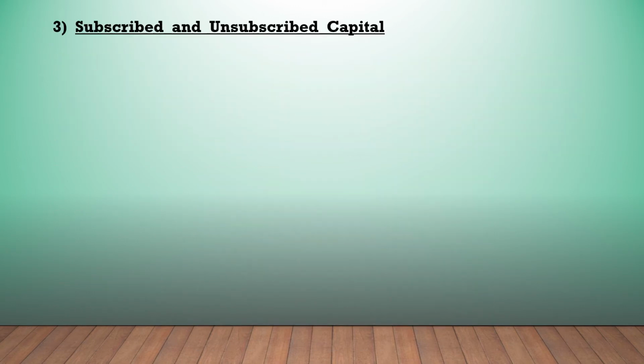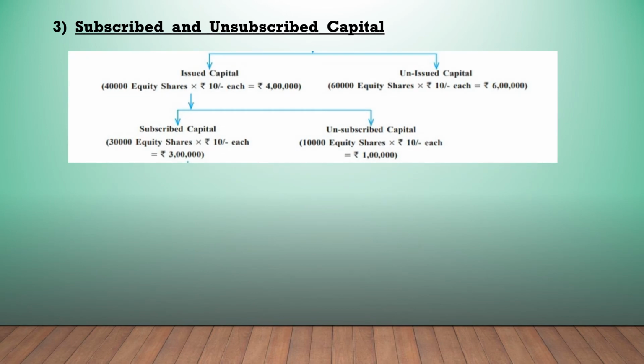Let us now move towards the third type, which includes subscribed and unsubscribed capital. In our second type, the value of issued capital was rupees 4 lakh. However, it is not necessary that the public may purchase the entire amount of capital which is issued by the company. In this example, you can see that the investors have subscribed, that is purchased only rupees 3 lakhs of issued share capital, that is they have purchased only 30,000 equity shares of rupees 10 each.